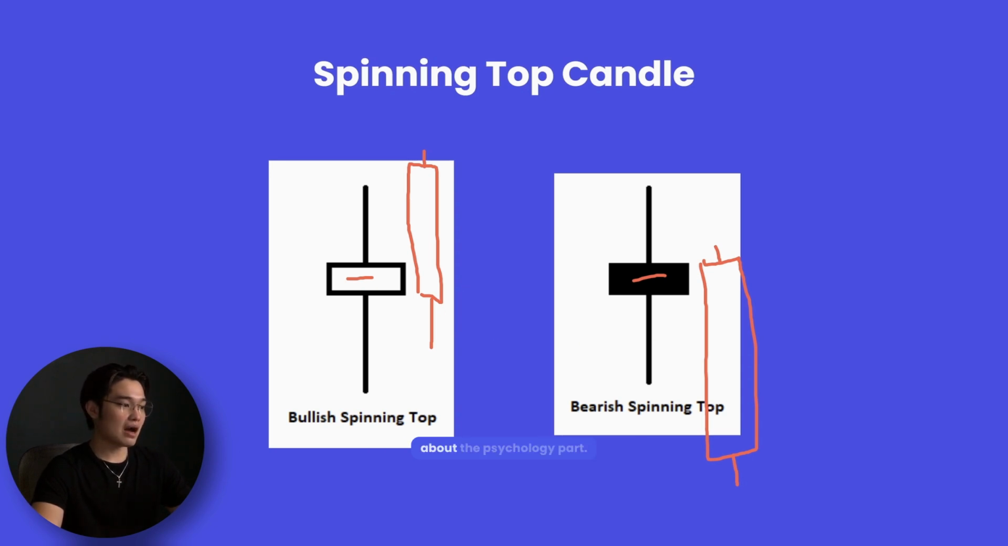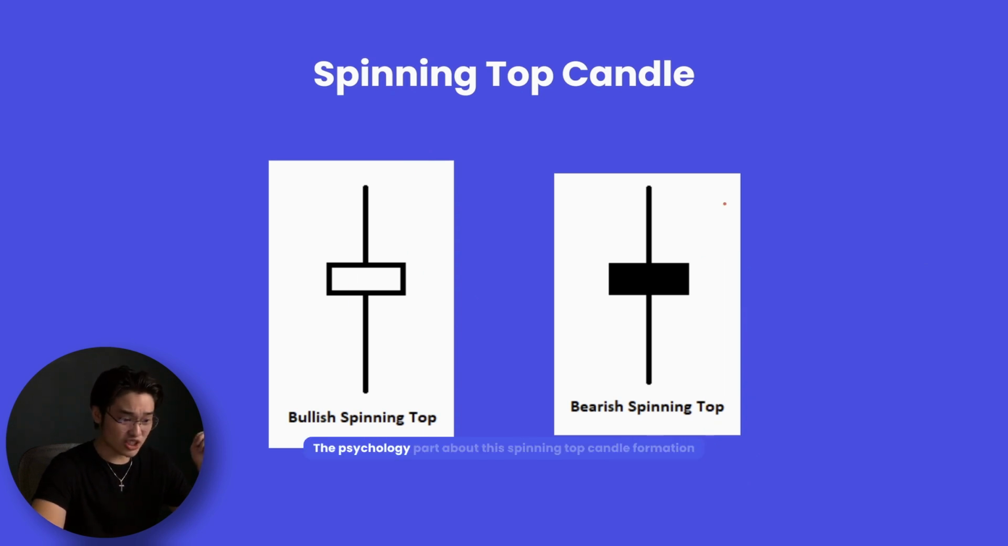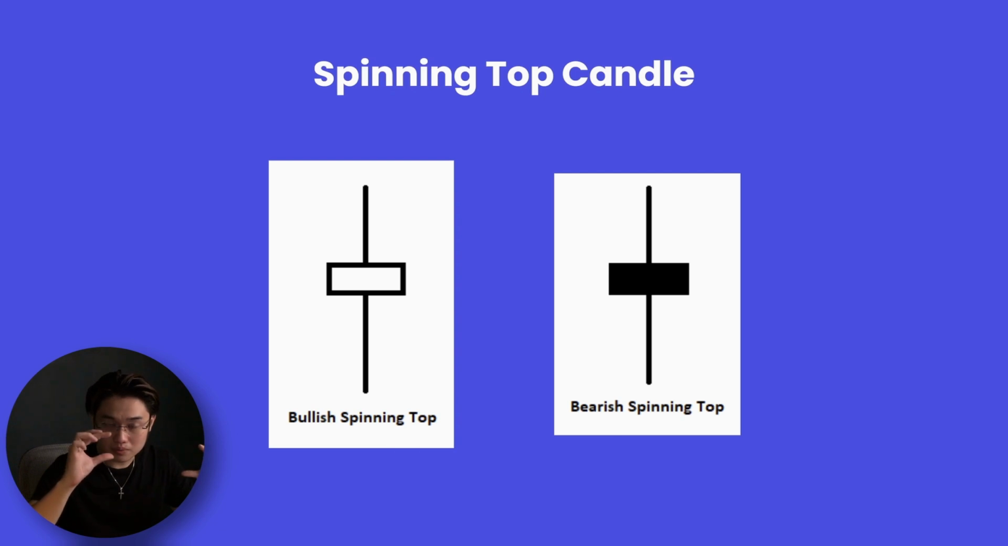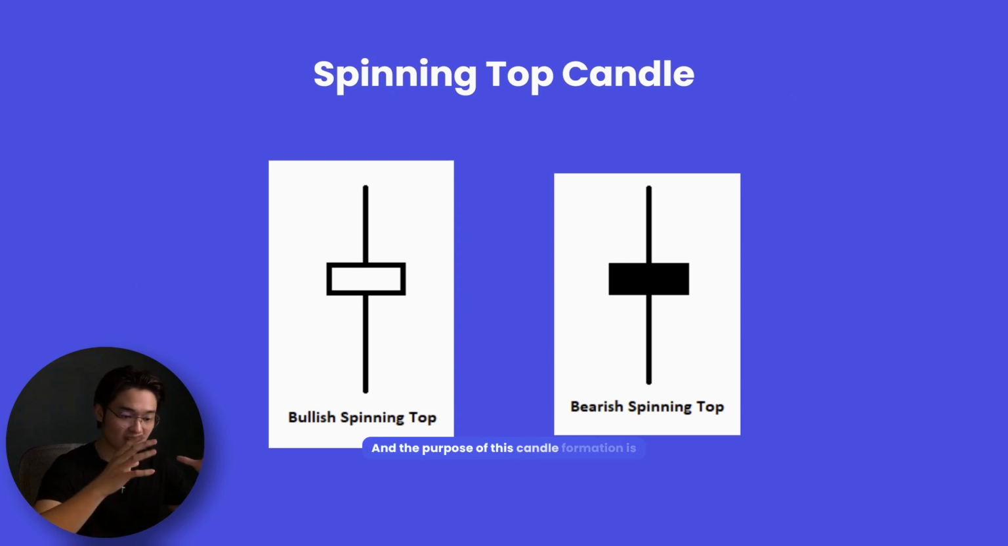Let's talk about the psychology part of the spinning top candle formation. This pattern suggests indecision after volatility. Both buyers and sellers attempt to dominate but neither succeeds. This could be due to matching institutional orders on both sides, keeping the price range-bound, like this price action, see? The purpose of this candle formation is the same as the doji candle. This formation can exhaust retail traders as they try to follow the initial wick direction.